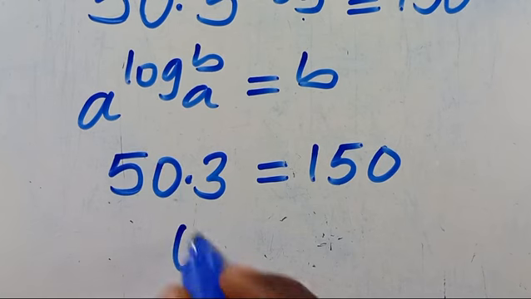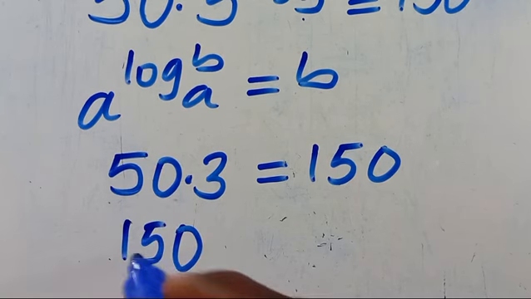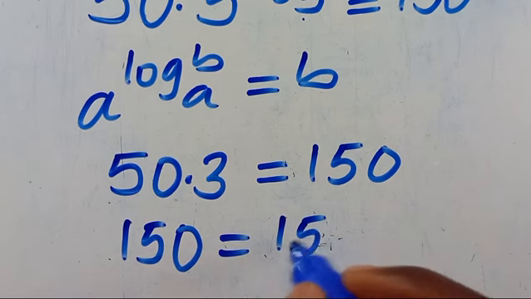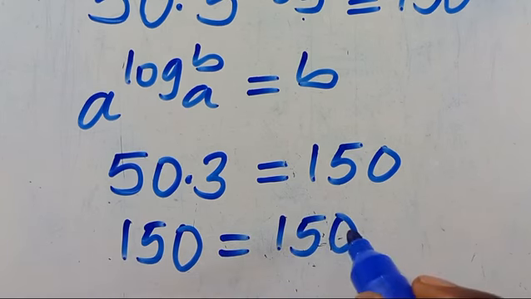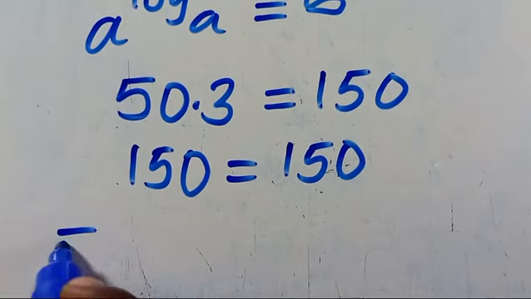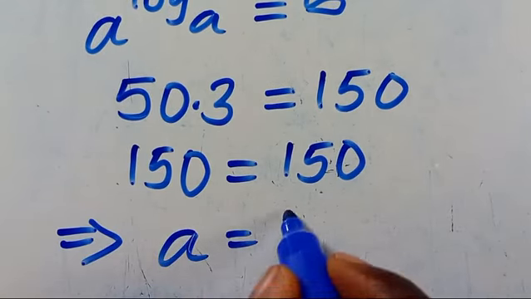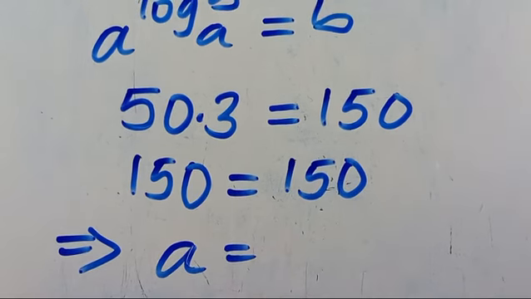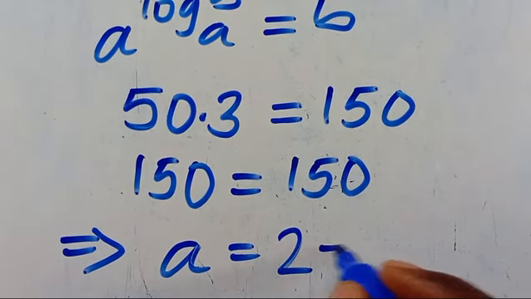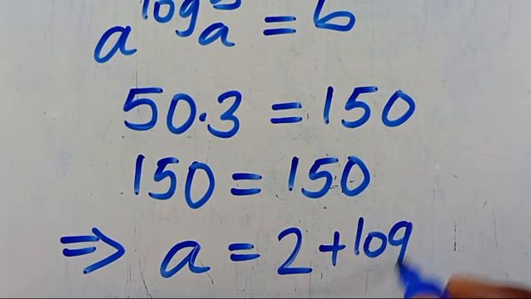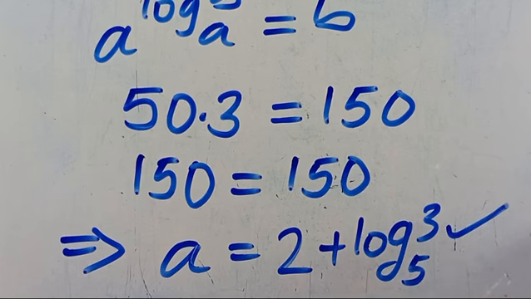3 times 0 will give you 0. 3 times 5 will give you 15. Making it 150 equals 150. The left hand side equals the right hand side. So this implies that a equals 2 plus log 3 in base 5 satisfies the problem given to us.